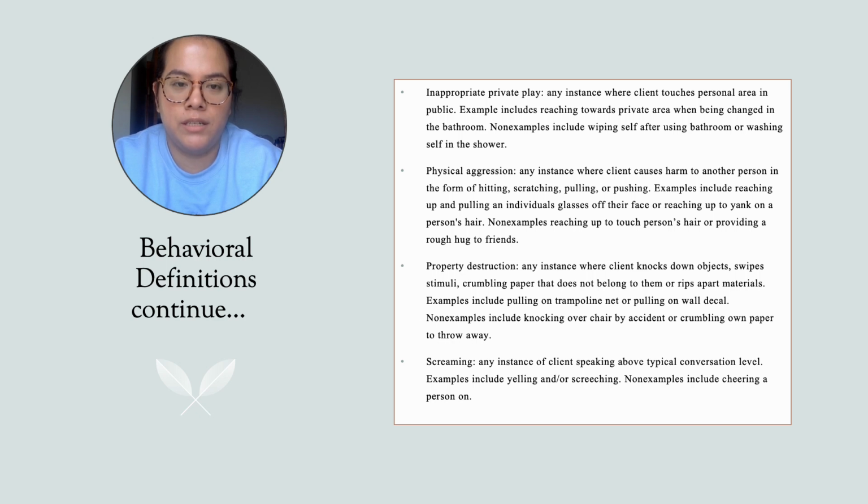Property destruction is defined as any instance where the client knocks down objects, swipes stimuli, crumples paper that does not belong to them, or rips apart materials. An example of this includes pulling on a trampoline net or pulling on a decal on the wall. A non-example includes knocking over a chair accidentally or crumpling paper to throw away.